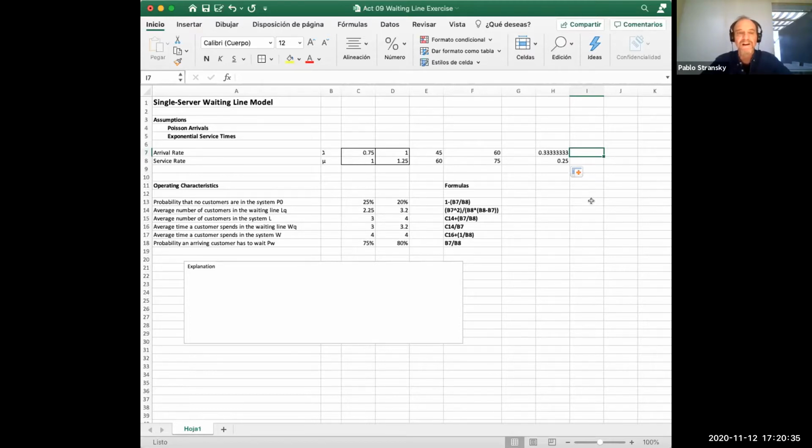Y eso lo hemos reflejado en el Lq, ¿no? El average number of customers in the waiting line went from 2.25 to 3.2. Because if we go to the average time a customer spends in the system, still 4 minutes.